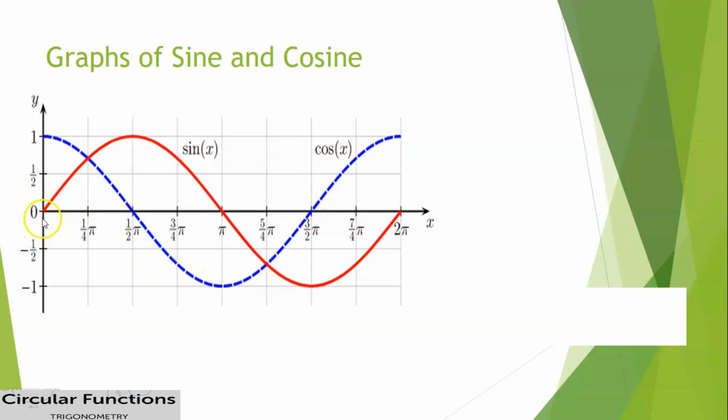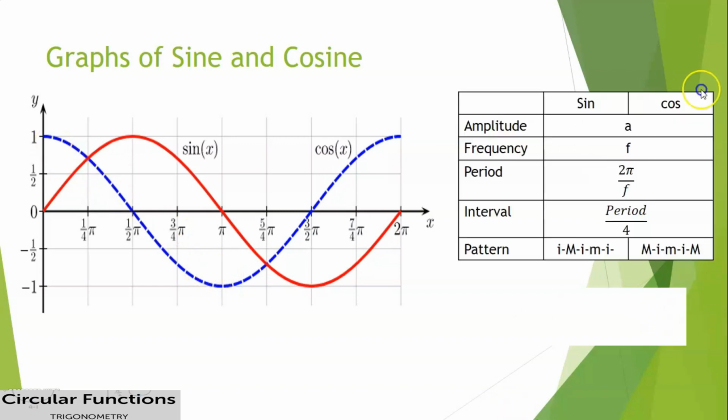For cosine, cosine 0 is 1. If you try to check, cosine 90 degrees is 0. Cosine 180 degrees is negative 1. Cosine 270 is 0. And cosine 360 degrees is 1. So basically, it's the movement of cosine in one rotation, or in 4 quadrants.